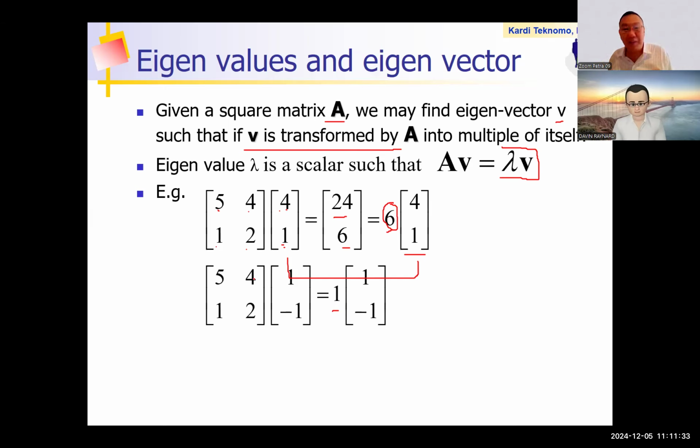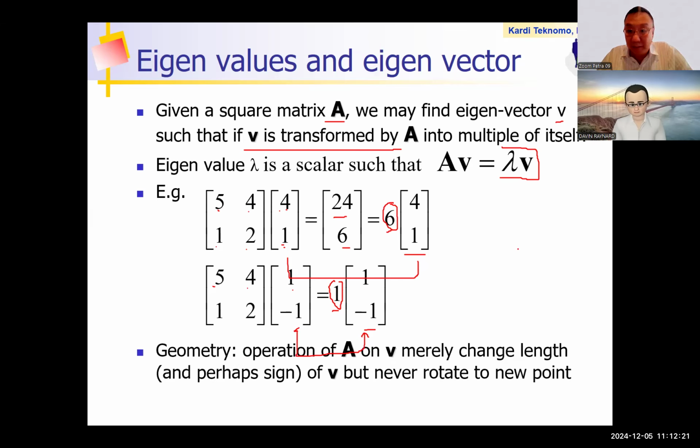Okay. So you see, if I multiply the matrix 5, 4, 1, 2 by the vector, 5 times 1 plus 4 multiplied by minus 1, you will get 1. And here, 1 times 1, and then plus 2 multiplied by minus 1, so we get minus 1. So this is exactly the same vector, right? Can you see? So that means this is the eigenvalue, and this is the eigenvector.